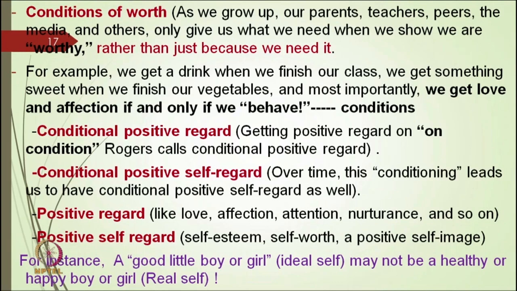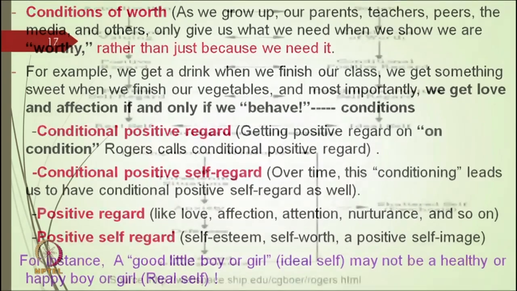So it means the good little boy or girl, the ideal self, from societal masses may not be a healthy or happy boy or girl, that is the real self. So broadly we can say there are two selves. One is from our personal side, that is called the real self, and another one is from the societal side or societal masses, which can be an ideal self.